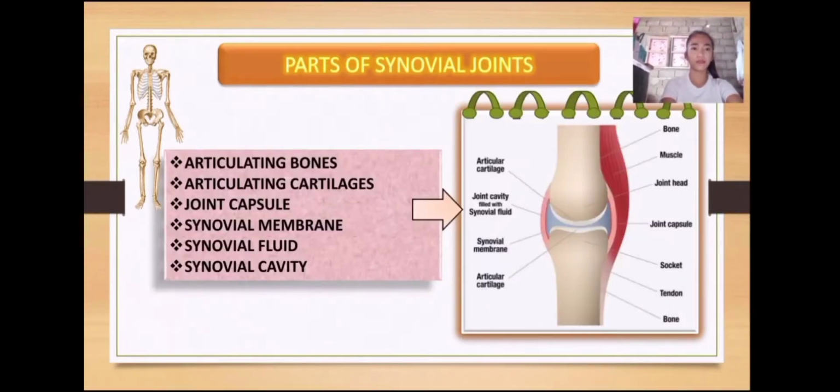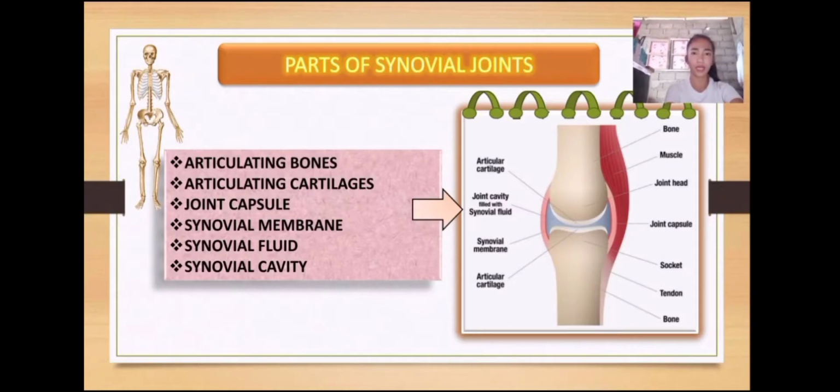Next are the parts of synovial joints, which are the articulating bones, articulating cartilages, joint capsule, synovial membrane, synovial fluid, and synovial cavity. Articulating bones are the bones separated by the joint cavity. Articulating cartilage is the white-colored part in the image. It is the type of tissue that covers the bones at a joint and helps to reduce the friction of movement within a joint.